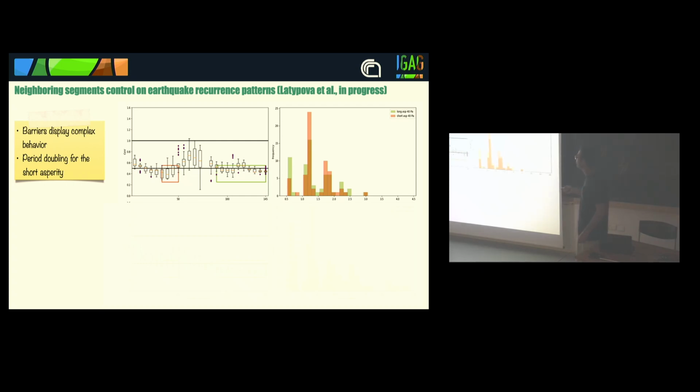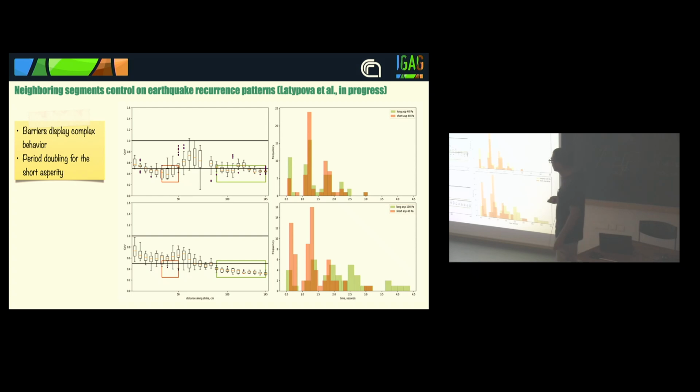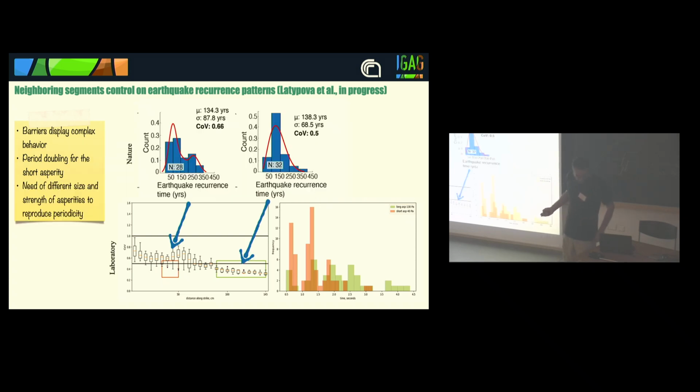This is for a model where we have the same normal load on the two asperities. And this is for a model where we kept a much larger normal load on the large asperity with respect to the small one. And we see that the large asperity is more periodic than the small asperity. So barriers display a complex behavior. We have period doubling for the short asperity. And if we add normal load, meaning that the asperity is larger and also stronger, we can also model this type of more periodic and less periodic neighboring asperities.